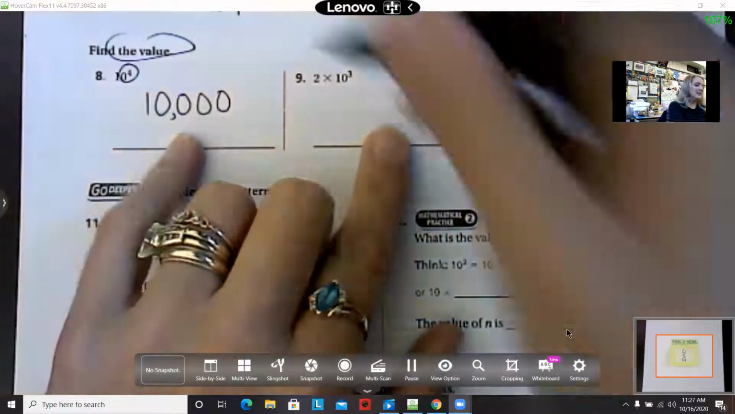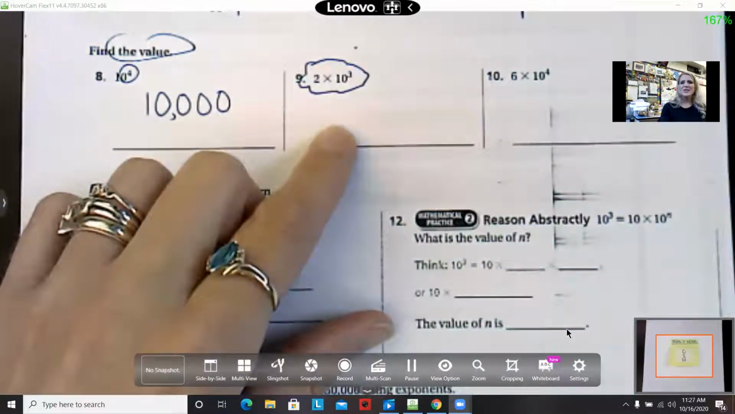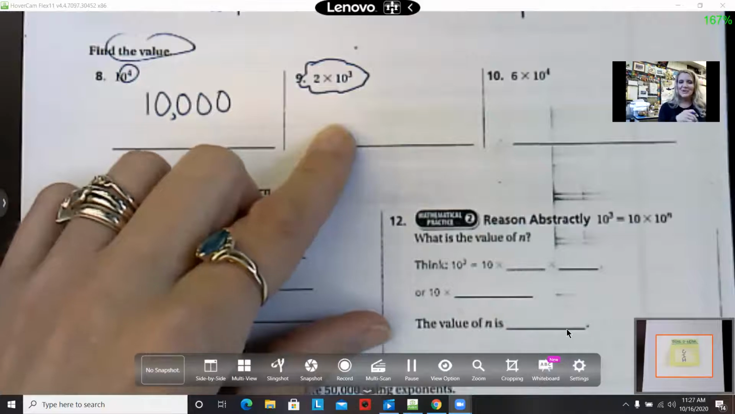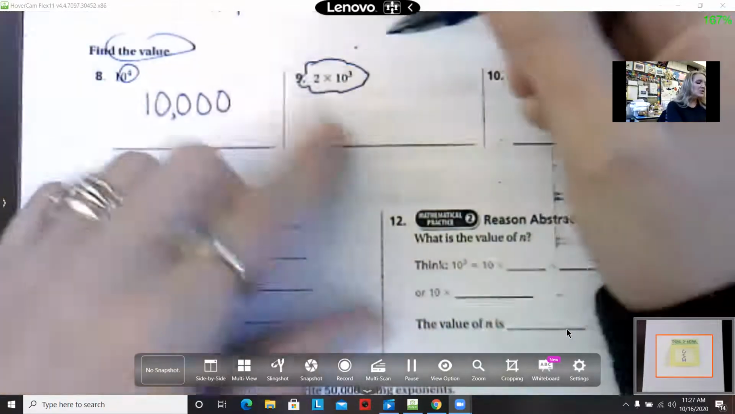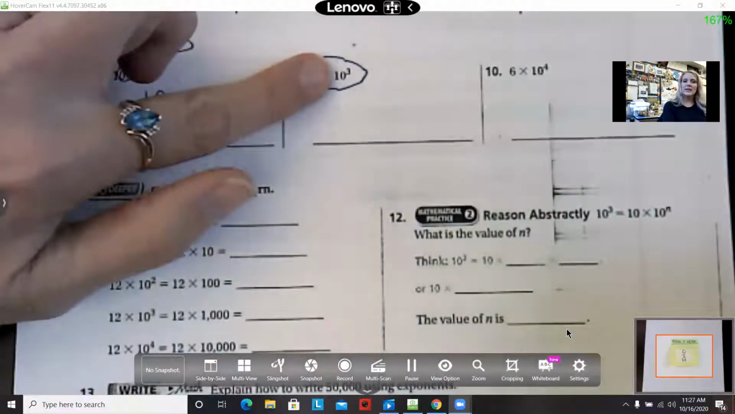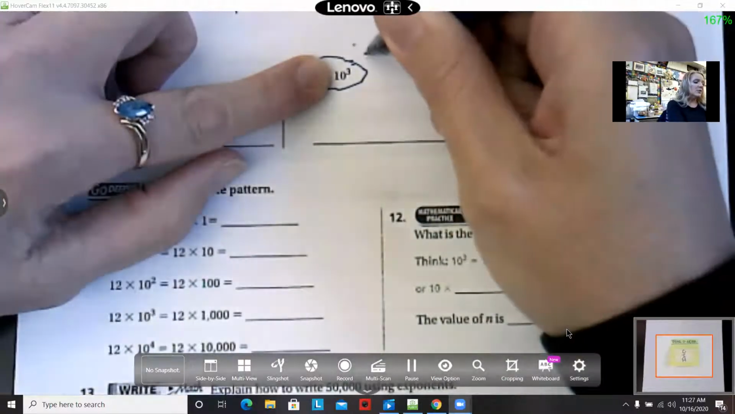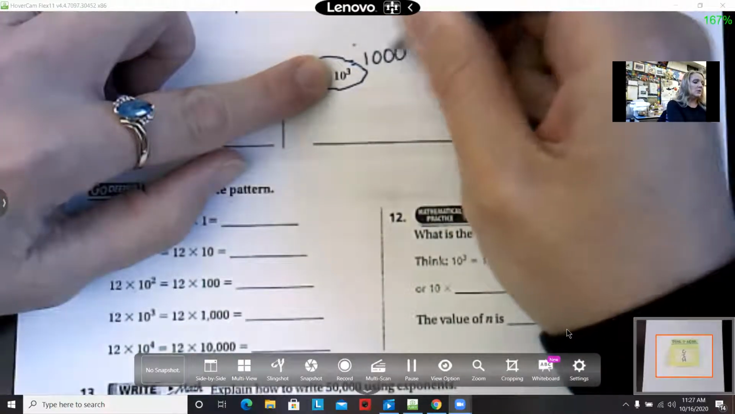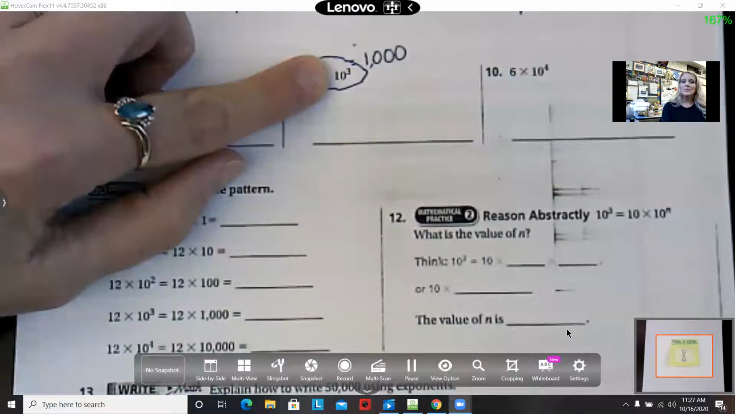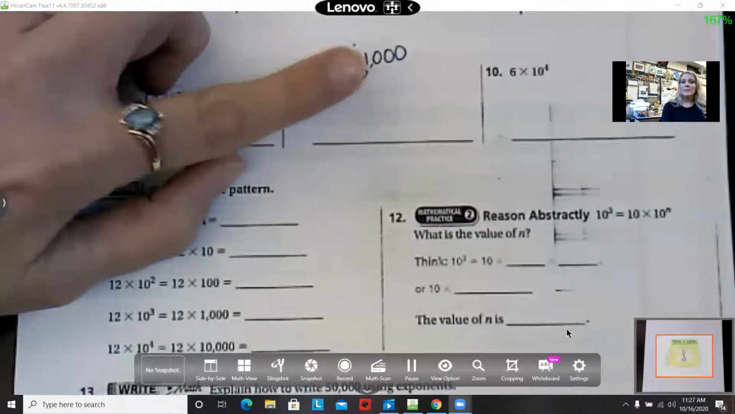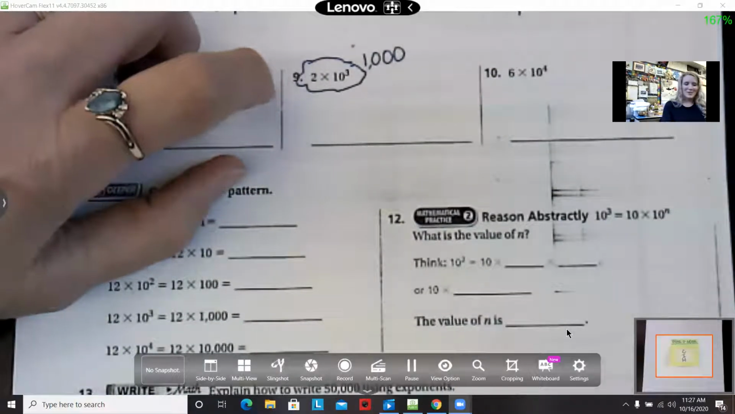Now we're getting to some more difficult problems here, but it's not difficult at all. You're going to see it super duper easy. So first, let's take out the 2 times. Let's ignore that for now. And let's just write, what is 10 to the 3rd power? 10 to the 3rd power is a 1 with 3 zeros. So that's the number 1,000. So what's 2 times 1,000? Well, of course, it's 2,000.